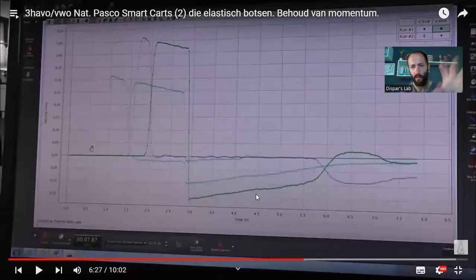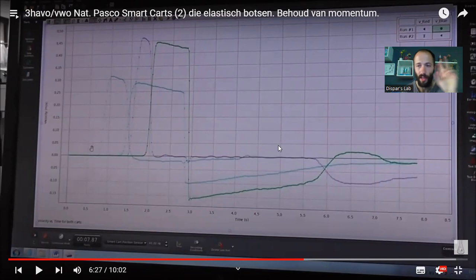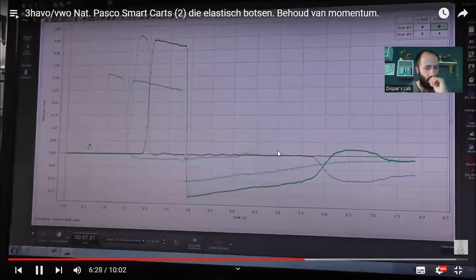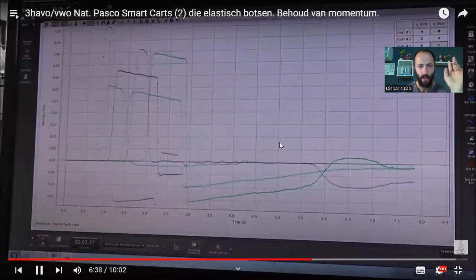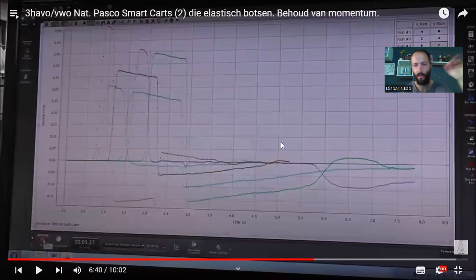Yeah, so here we have, he already did 3 runs. And here they are all shown at the same time. So he's going to filter the last one. Oh, hold on. Yeah, he did it again. This is a new run with the small mass against the big mass. And now he's going to filter the latest run.